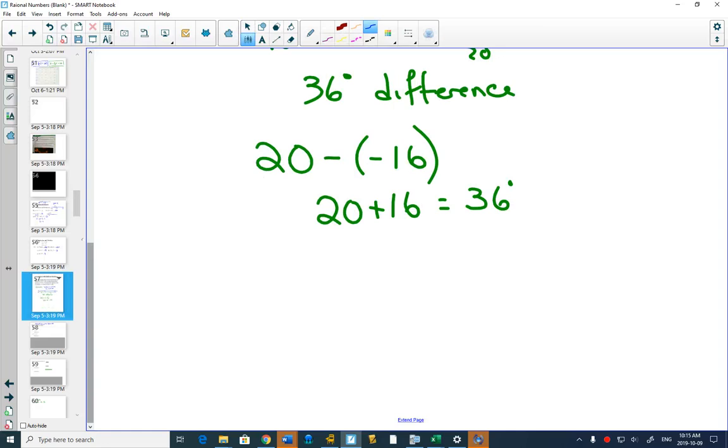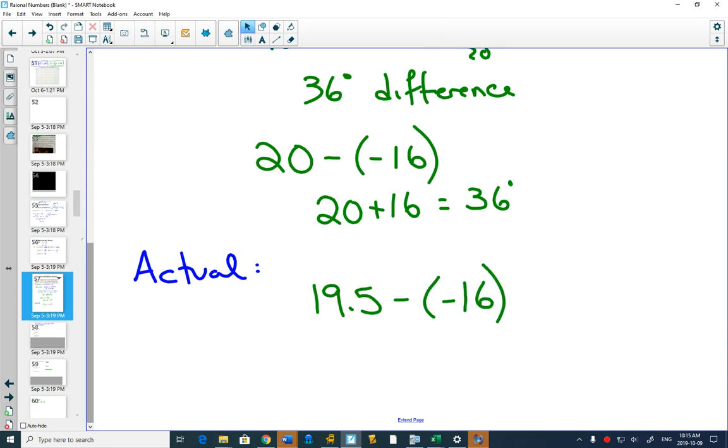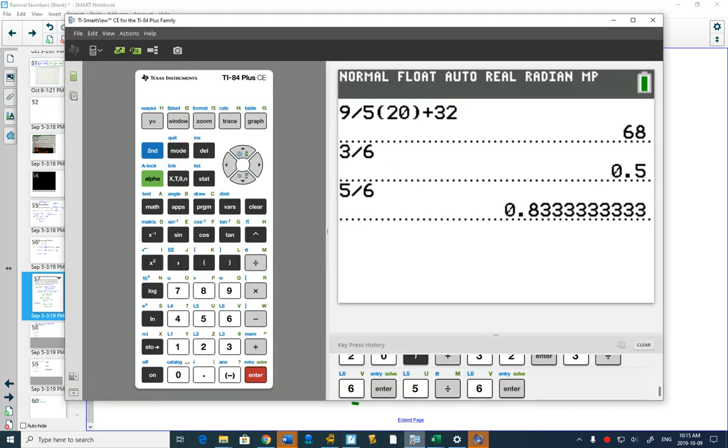Now, if we want to find the actual one, it wasn't 20 degrees, it was 19.5. And we would have to subtract a negative 16. So we can say, well, subtracting a negative is the same as adding. And any time that we have decimals in this class, we'll be able to use our calculator. So in this case, I want to find out what's 19.5 plus 16. Okay? And that's a good thing to do. Test your mental math before you push enter.